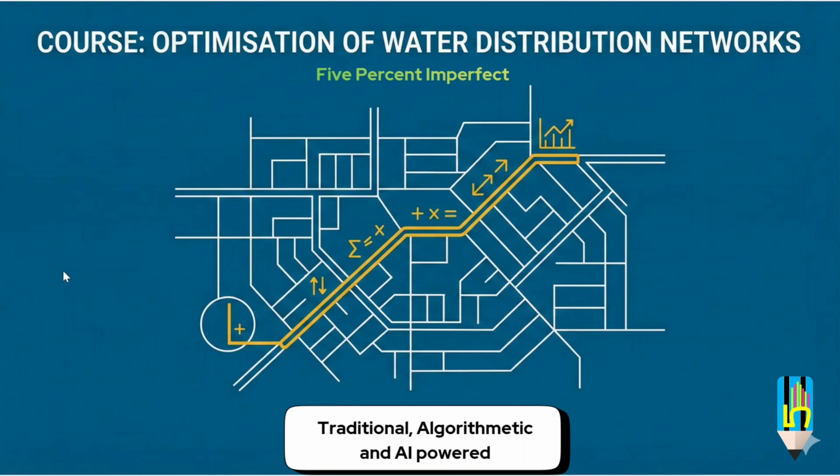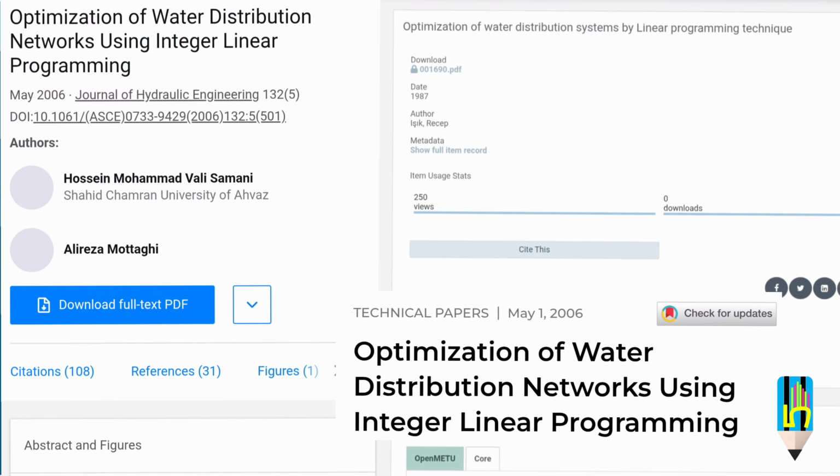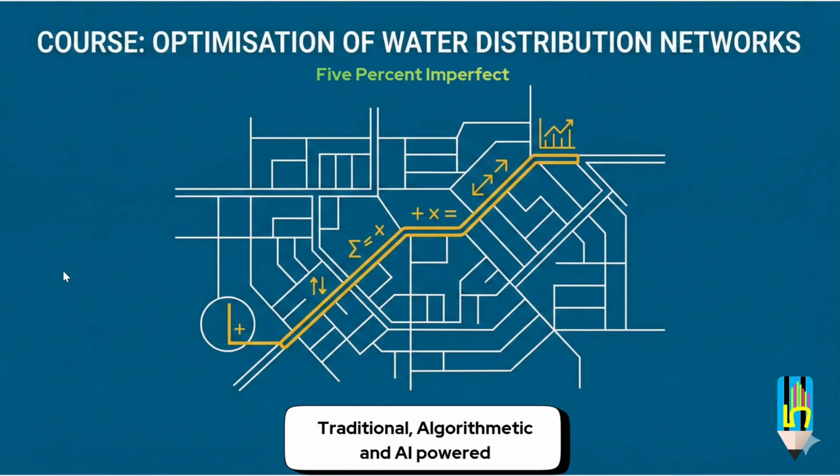Now we need to learn how the computer searches for the minimum cost, and we begin with the simplest search structure, which is linear programming. As you can see, various research papers have been published based on optimization on the lines of linear programming.